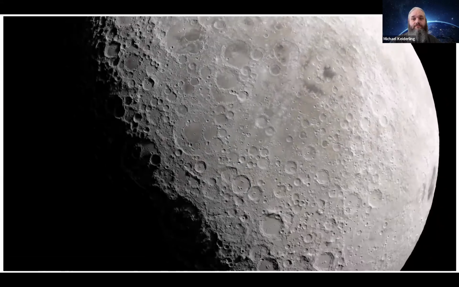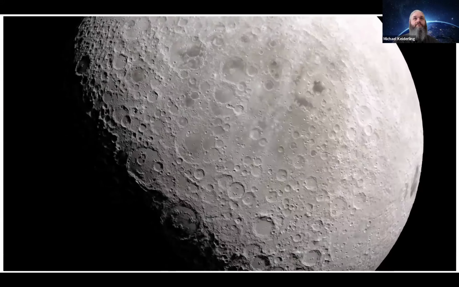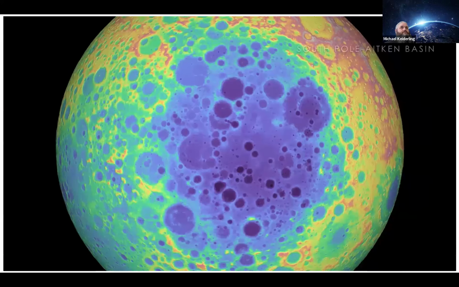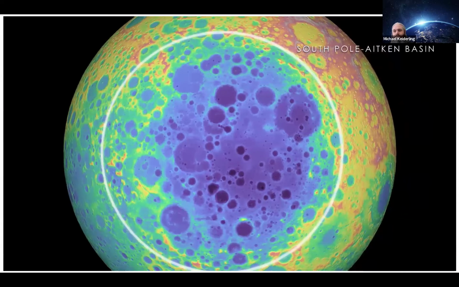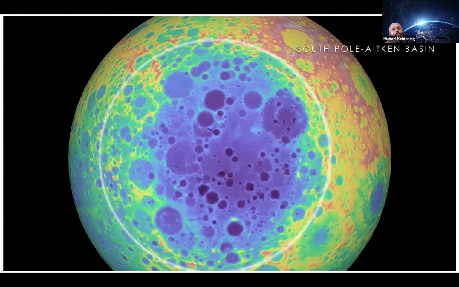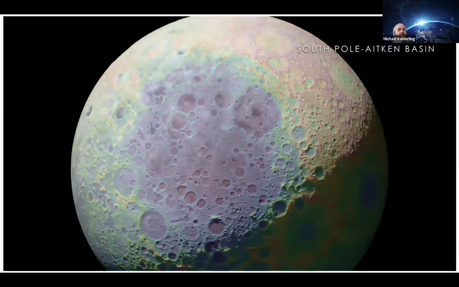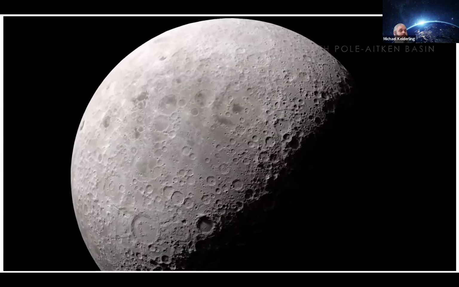Although the ancient South Pole Aitken Basin is difficult to see from orbit because it is so large, new LRO topography maps reveal the largest impact basin in the Earth-Moon system, measuring several kilometers in depth and around 2,500 kilometers in diameter. Only the Hellas Basin on Mars rivals it in size.